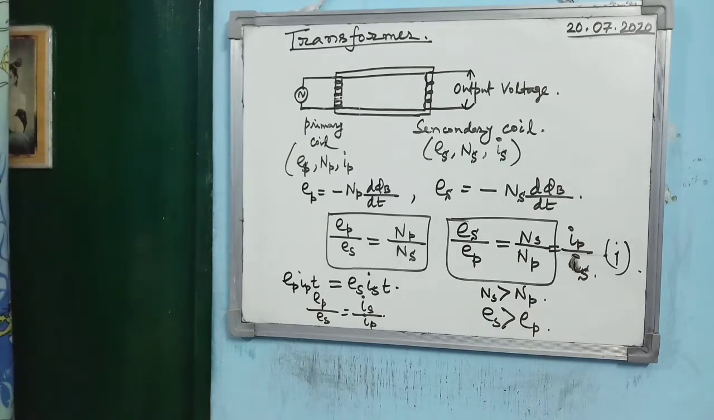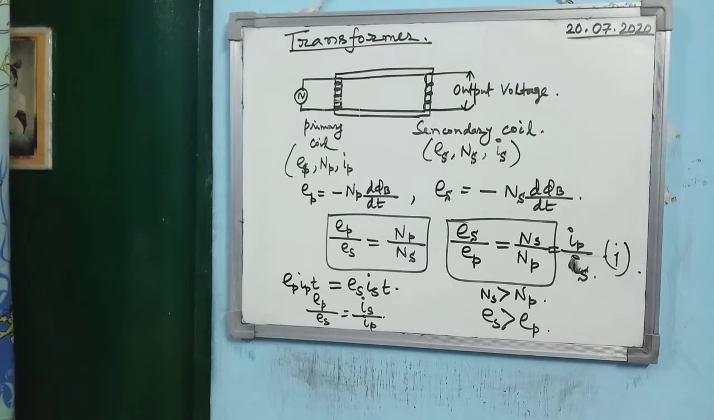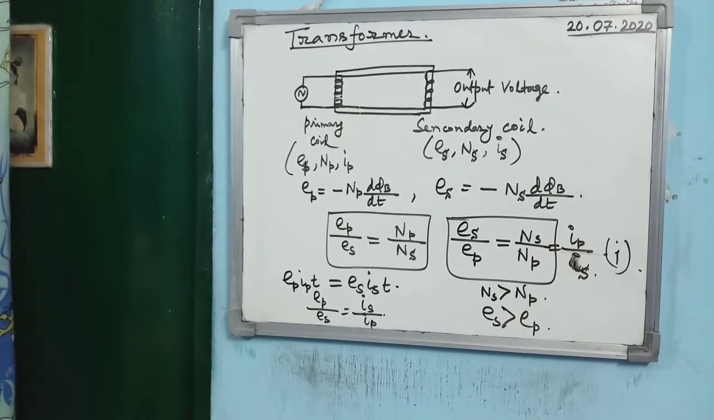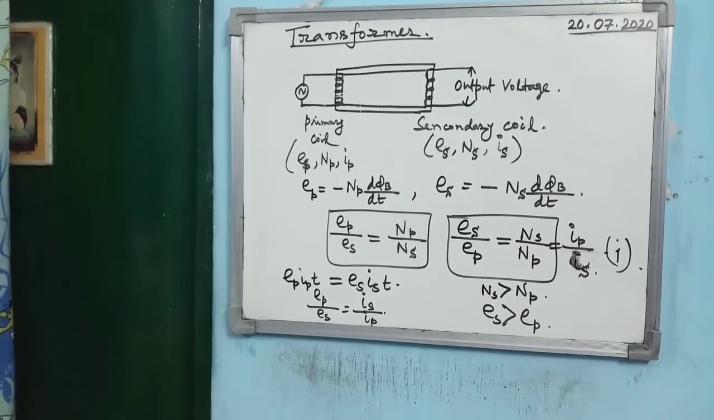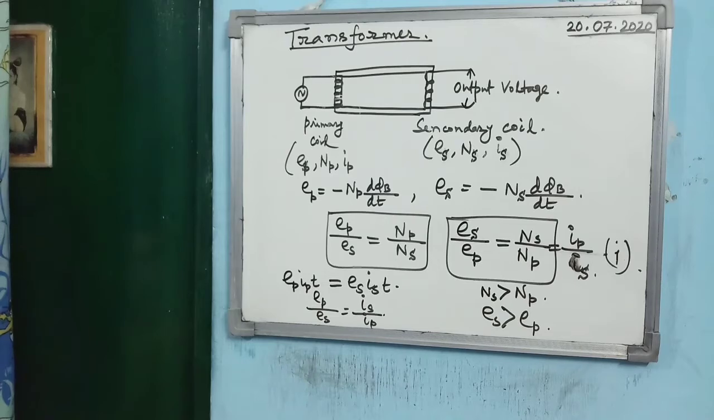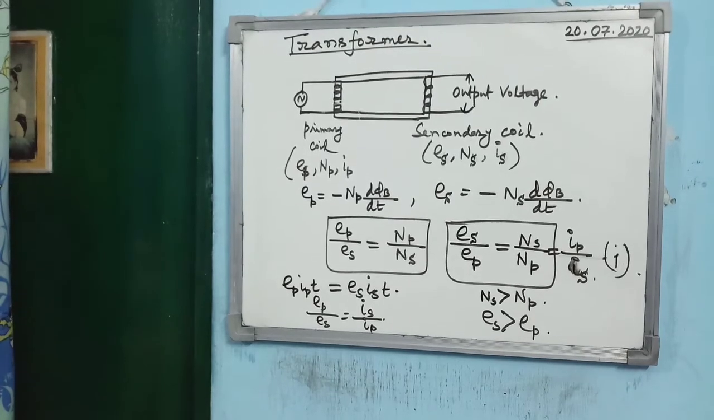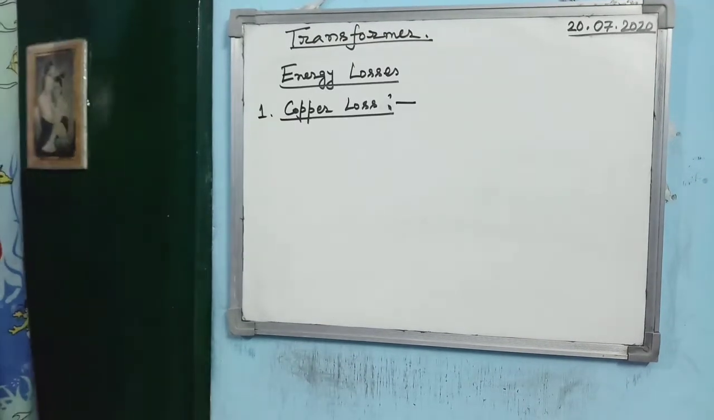Now in this case, we have assumed that for a transformer the energy associated with the primary is equal to the energy associated with the secondary. But as I already mentioned, ideal things are not available in practice. So in practice, there are different ways by means of which the transformer loses energy, means we can say the output energy is less. Now what are the energy losses in a transformer?